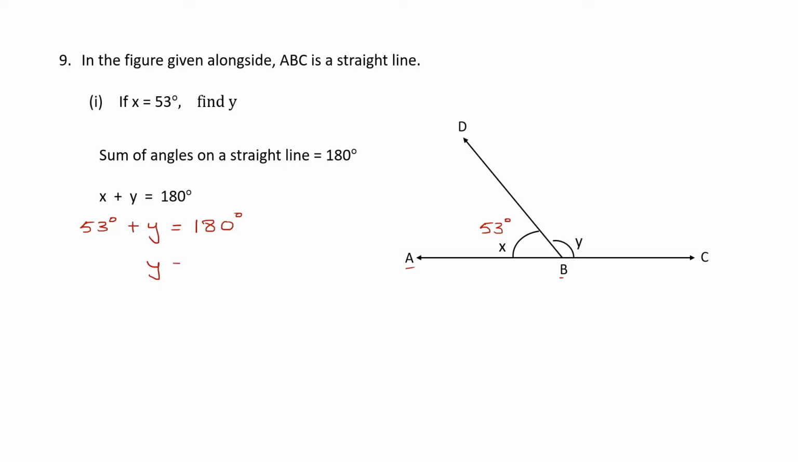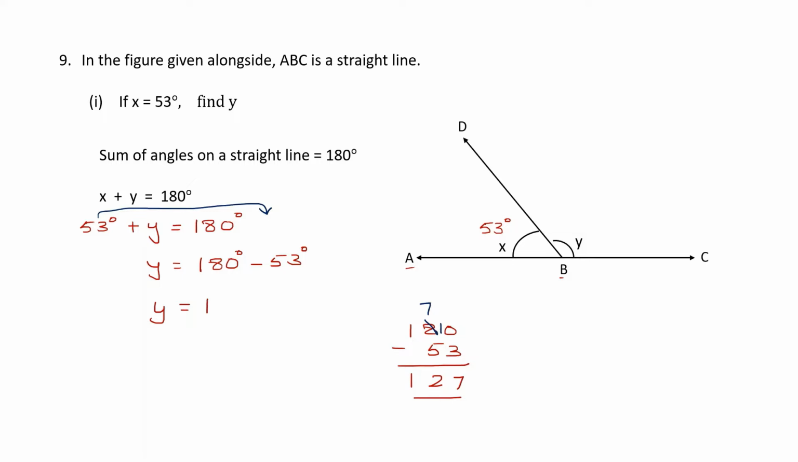So y equals 180 degrees. Let's move 53 to the other side. Plus 53 becomes minus 53 degrees. Let's subtract 180 minus 53. Borrow. 10 minus 3 is 7. 7 minus 5 is 2. 127. So y equals 127 degrees.